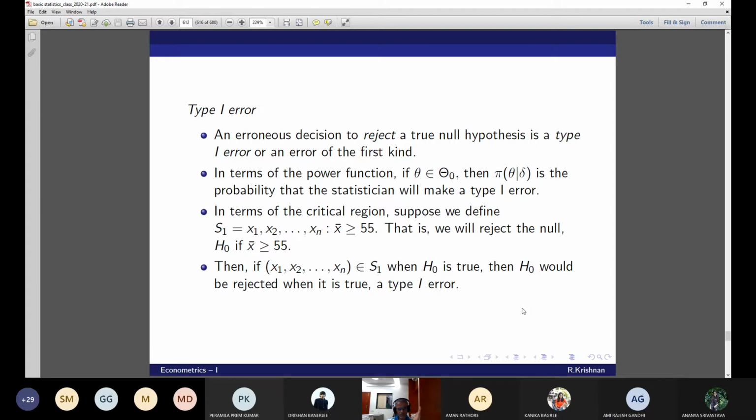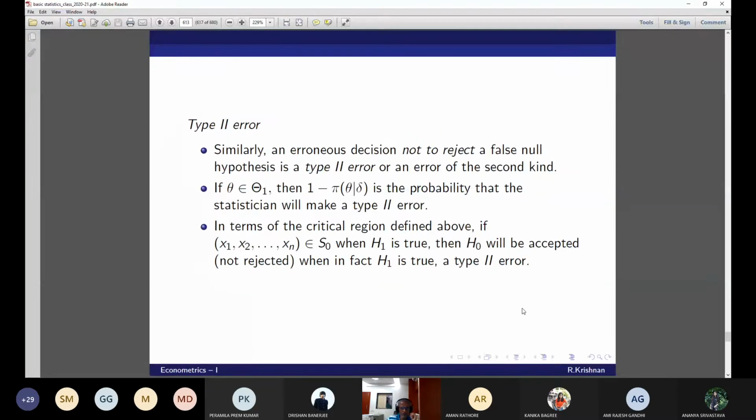Basically, what you have to remember is the first one. The subsequent points are a bit technical. If you reject a true null hypothesis, then you are making a type 1 error. When you accept a false null hypothesis, you are committing a type 2 error. Similarly, an erroneous decision not to reject a false null hypothesis is a type 2 error, an error of the second kind. All this syntax is quite confusing. Not to reject a false null is a type 2 error.